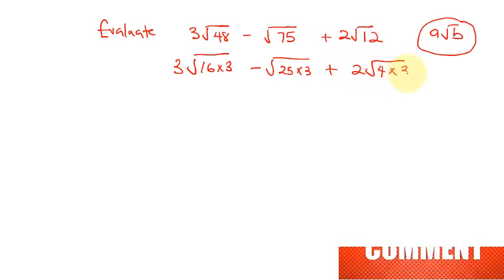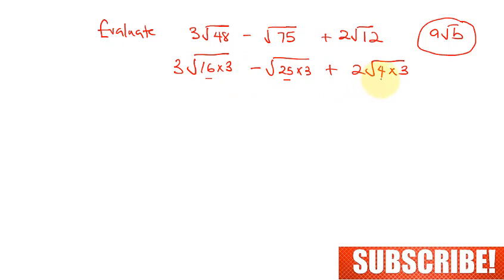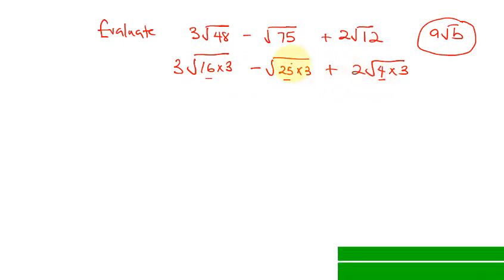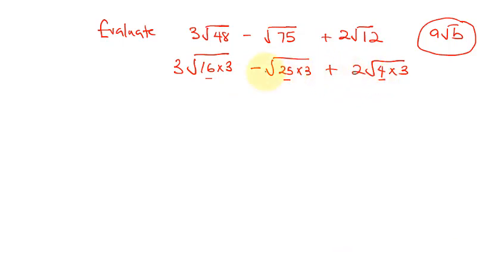4 times 3. Okay, now notice 16 is a perfect square, 25 is a perfect square, and 4 is a perfect square. So one of the things you're going to be looking out for are numbers that have perfect squares. Now, recall that this is going to be 3. So if I'm to evaluate it, root 16, it's what? 4. So this is going to be times 4 root 3.